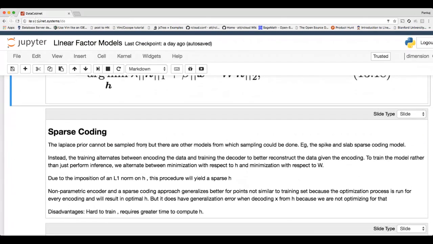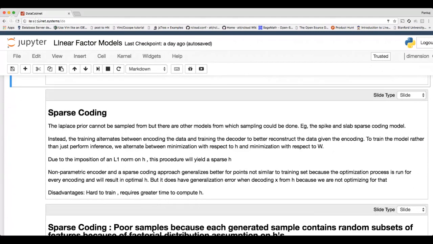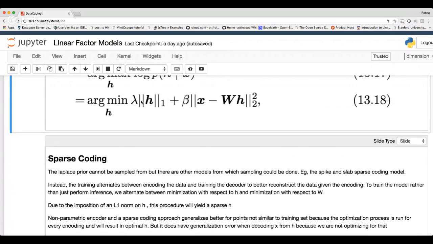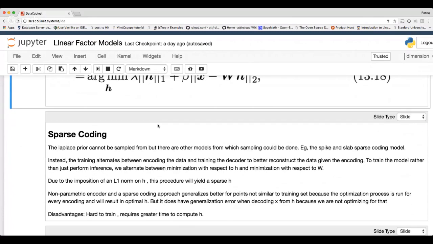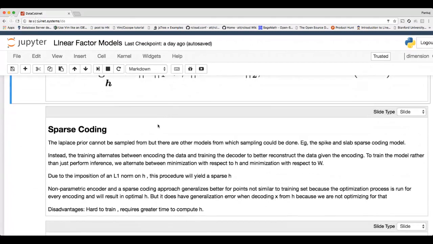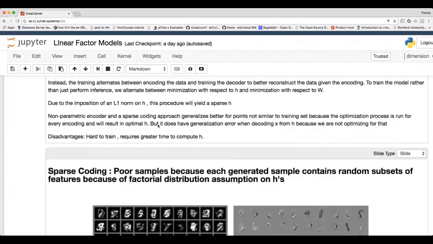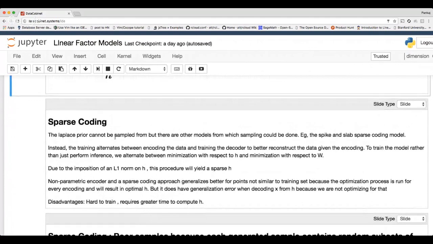The disadvantage is that it's hard to train and it takes more compute to get H, because every time you are trying to optimize this to get H. So that's sparse coding.